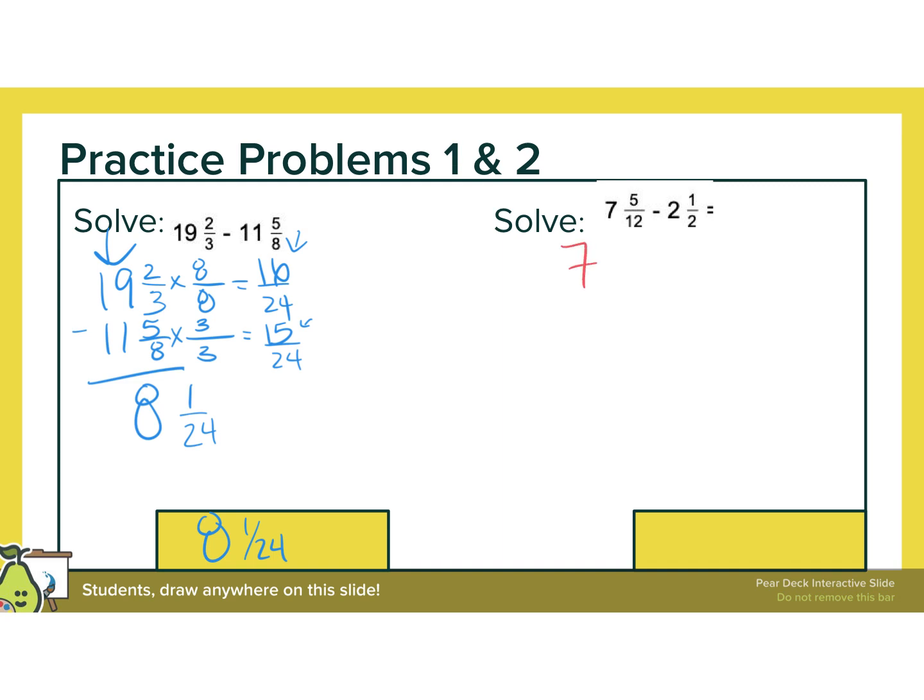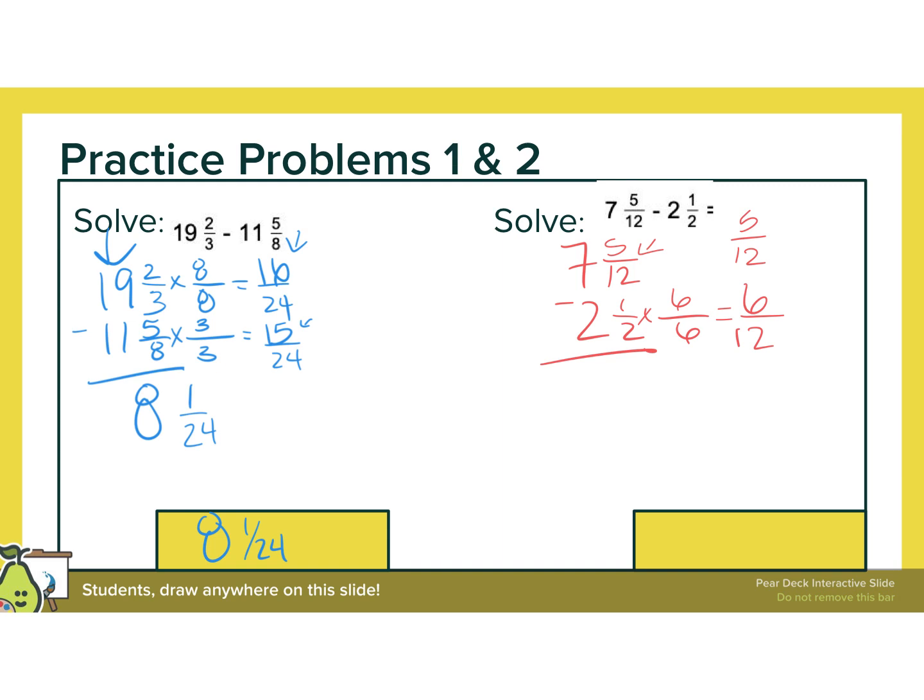Vertically, 7 5/12 minus 2 1/2. I already know this is going to be a hard one. Common denominator here is 12, so do not multiply together. That would be too big. But this one stays the same. It's already 12. Set up my multiplication problem. I get from 2 to 12 by multiplying by 6. So now I have 5/12 minus 6/12.